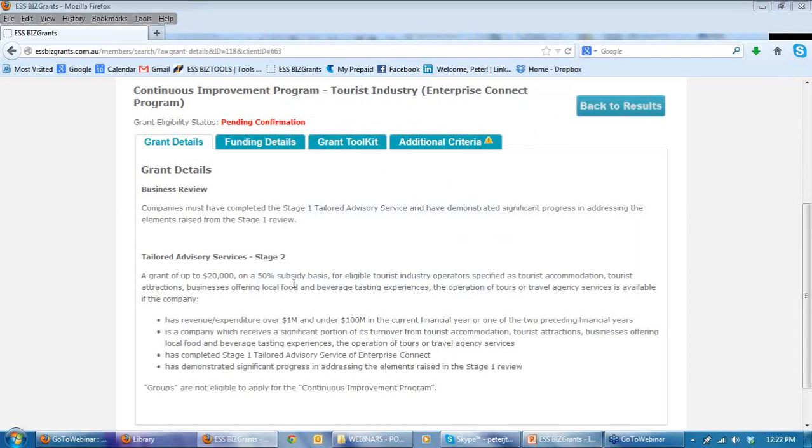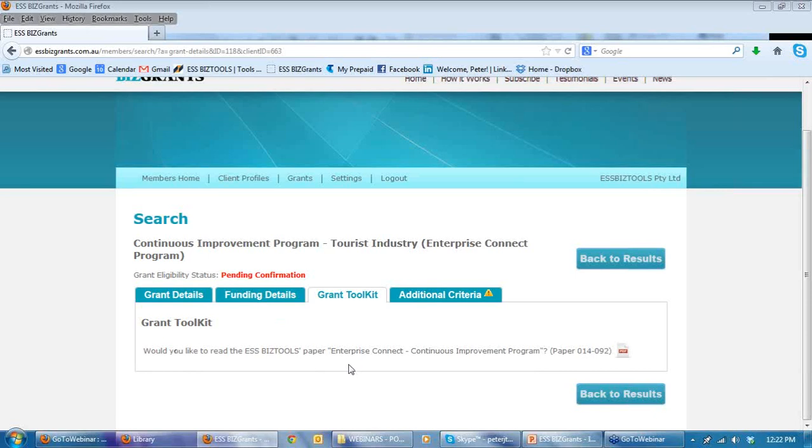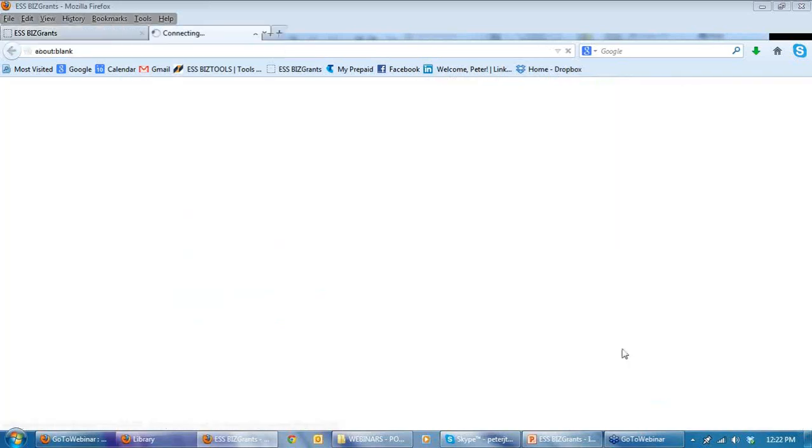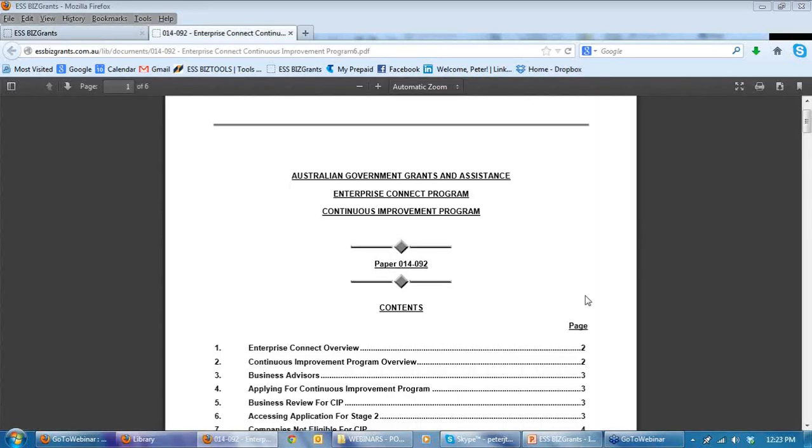There is a prerequisite to be in the continuous improvement program. The business must have previously completed a stage 1 tailored advisory services scheme. So let's assume you've missed that there, so we'll have a look at the rest so you can see what's going on. Funding details, you can get anywhere from $500 to $20,000 on a 50% basis. If you click into the grant toolkit, you can see that there's a paper there, and if you want the paper, we click onto it. And this is a paper that explains how the continuous improvement program within Enterprise Connect works.